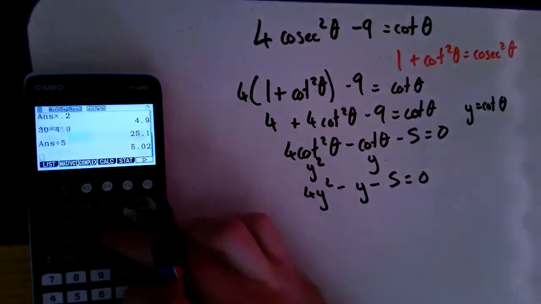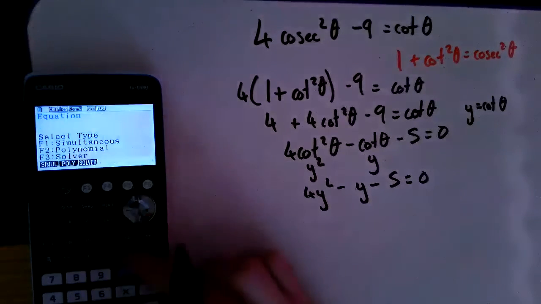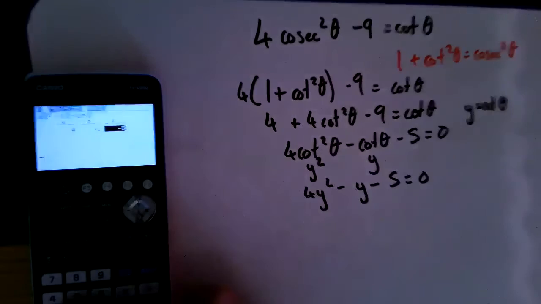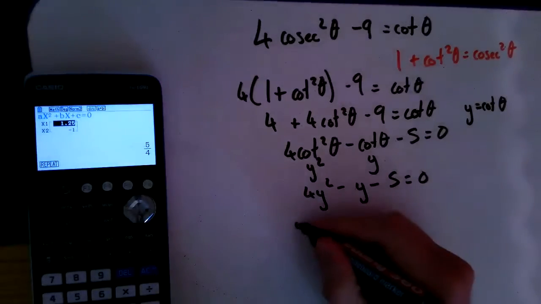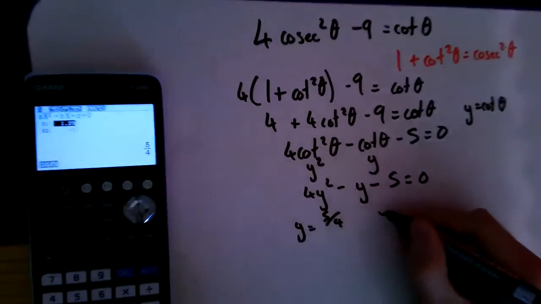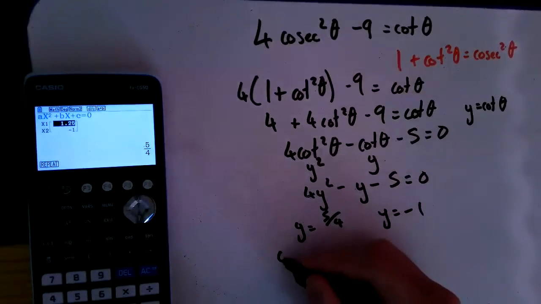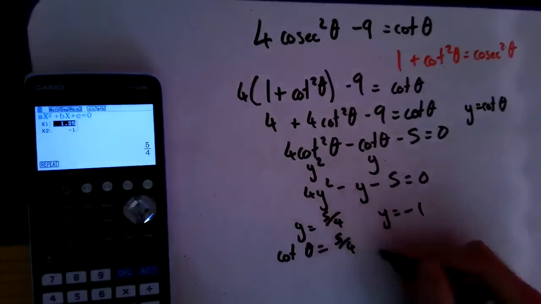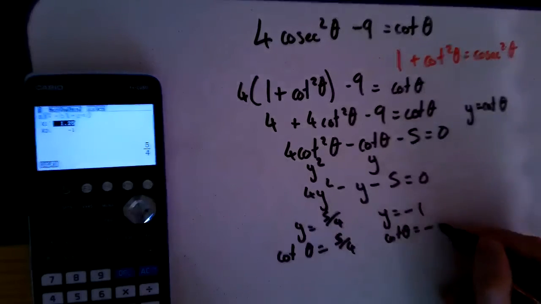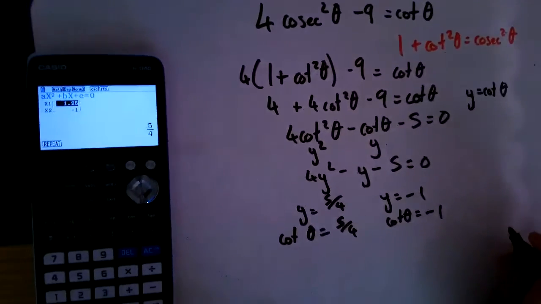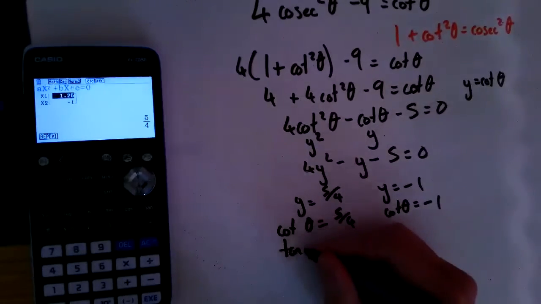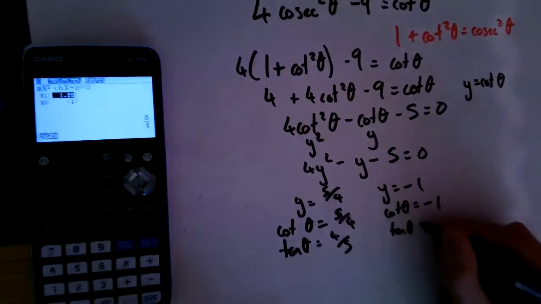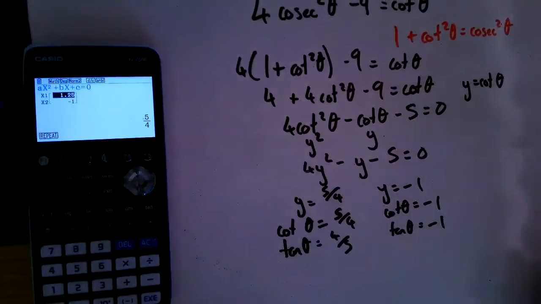Just type it in your calculator. So 4, minus 1, minus 5, or factorize it. I get y is 5 over 4, or y is minus 1. Sub back in what y is. So cot theta is 5 over 4, or cot theta is minus 1. Now we need it in tan. So tan theta, I flip it, remember, 4 over 5, or tan theta, flip minus 1, just get minus 1.